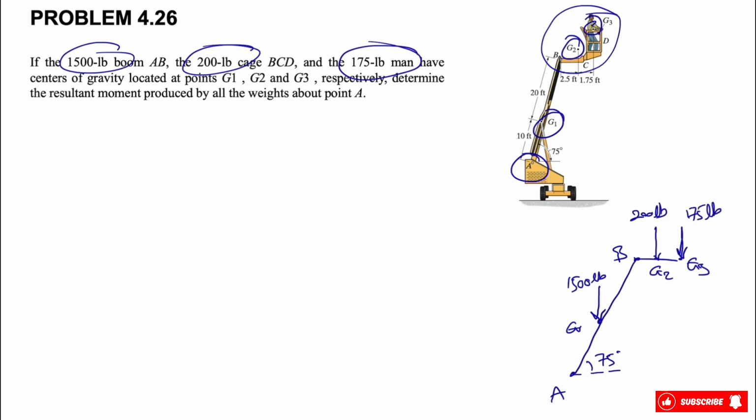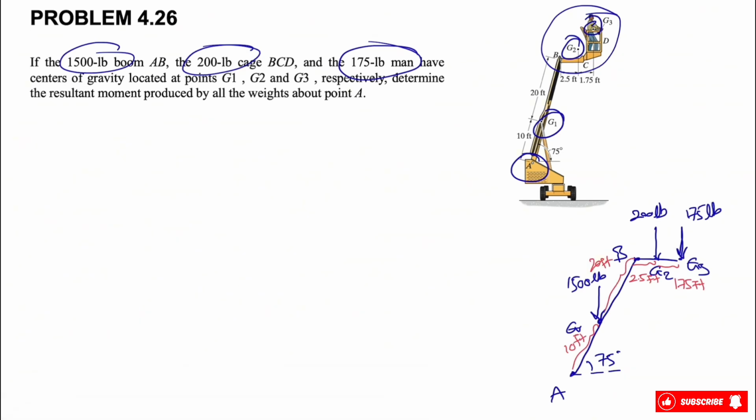So we have three different forces that are applying in this system, and we need to find a moment about point A, and we have the information for all the distances. I'm gonna show it in red. So we know from here to here is 2.5 feet, here to here 1.75 feet, and also we have 10 feet for here and 20.